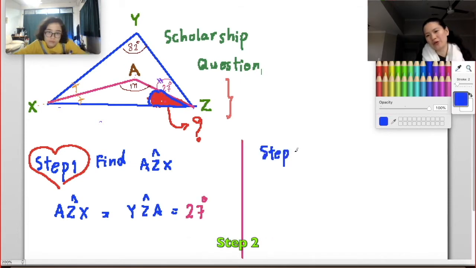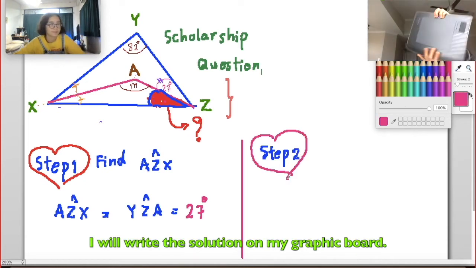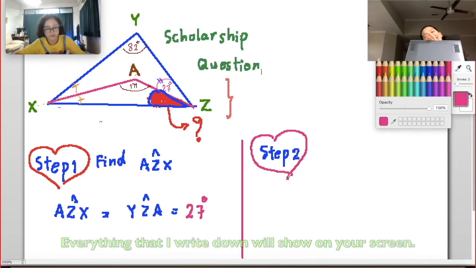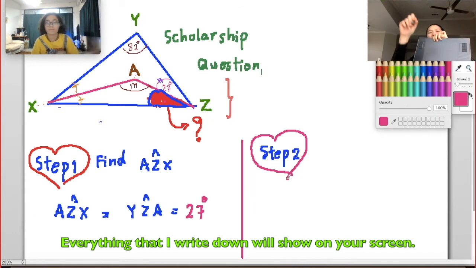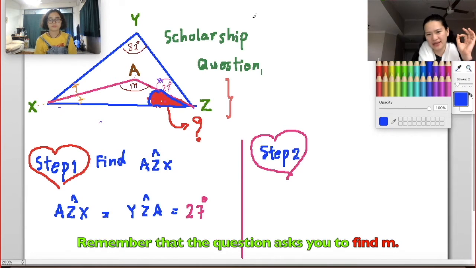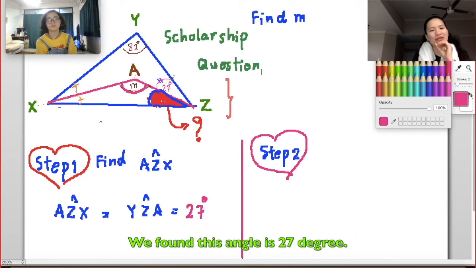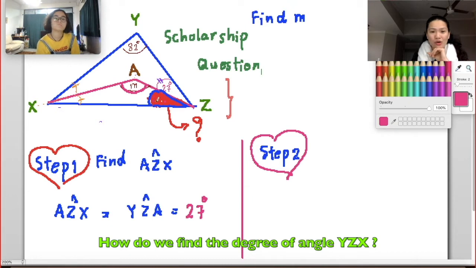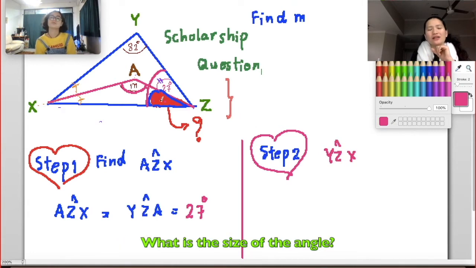Step 2. Which I write down on my pen board, and everything that I write down will come up to your screen. Remember that at the end we want to find M. The question asks you to find M. We know this one is 27. We want to know all of this. The big angle here is named YCX.